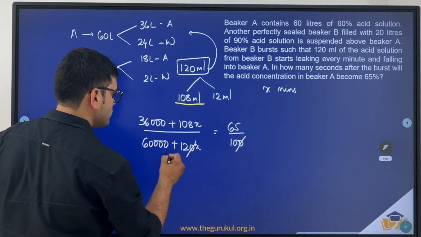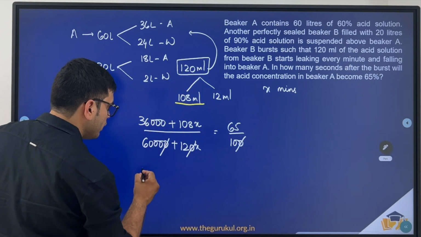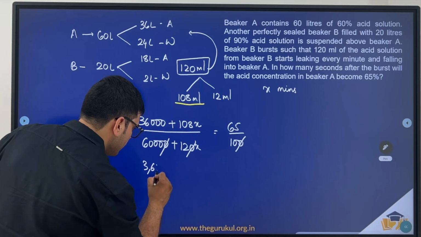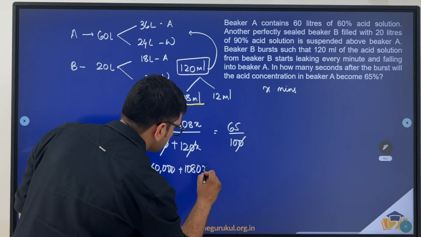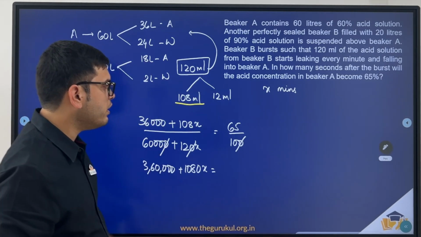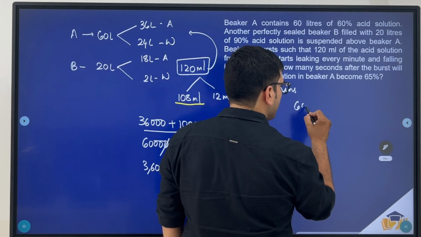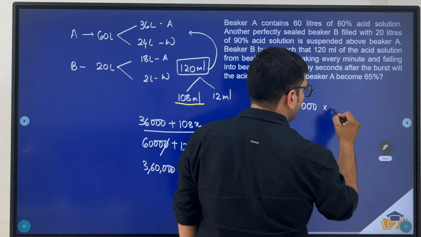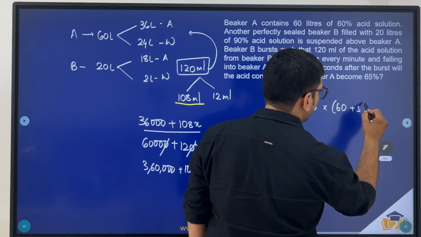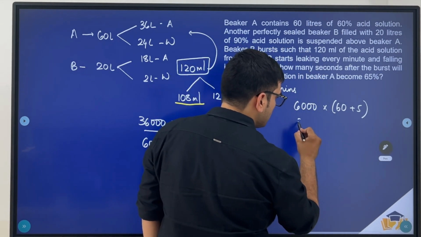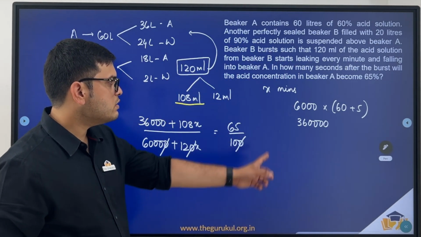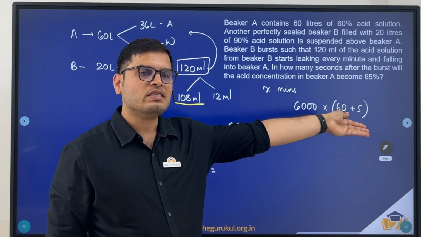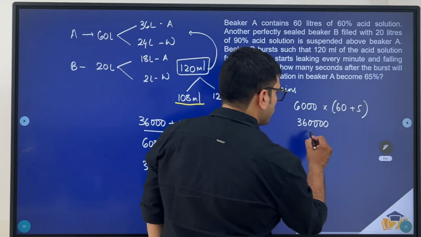Now this concentration is nothing but 65 by 100. Now let me cancel a 0. Now 10 into 36,000, 3 lakh 60,000, plus 1080x. Now this should be equal to 6,000 into 65. Now let me split this as 6,000 into 60 plus 5. Now 6,000 into 6, 36,000 and one more 0. Then 6,000 into 5: 6,000 into 10, 60,000 by 2, 30,000.